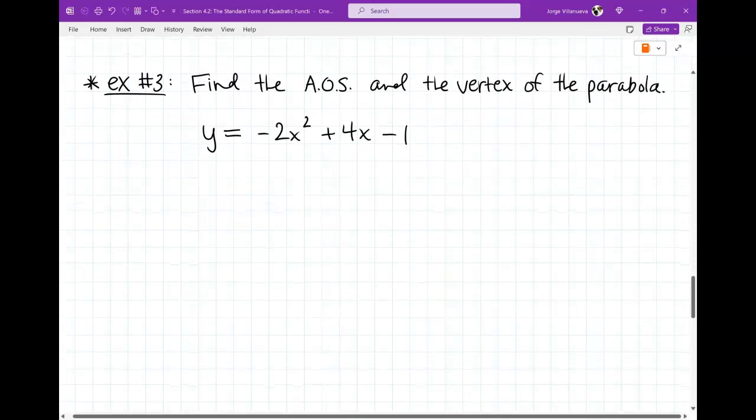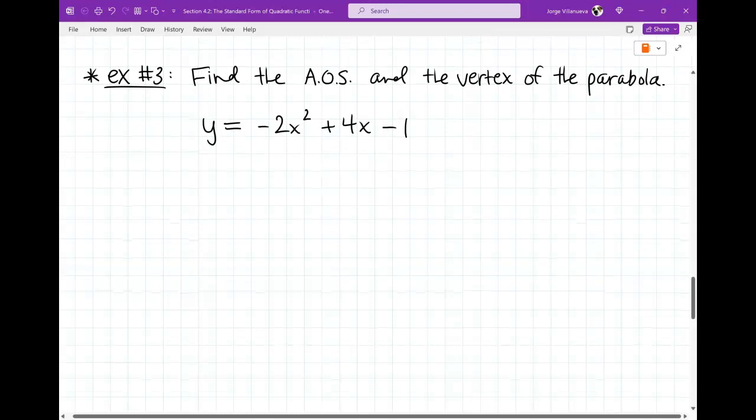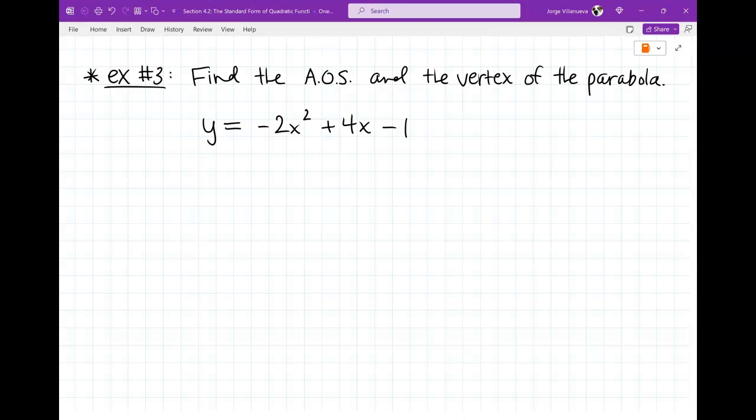So finding the axis of symmetry and the vertex of the parabola. I'm going to have you guys do two things at once. And then after that, we're going to do one where we've got to put everything together and graph it. And then I'll give you guys your homework to try starting it off in class.